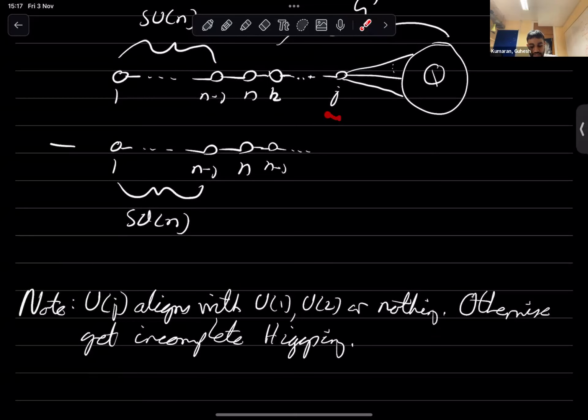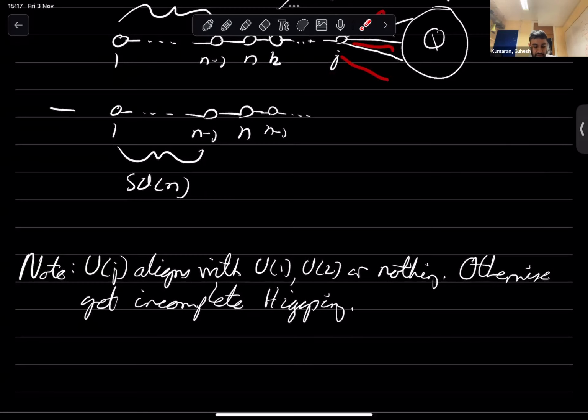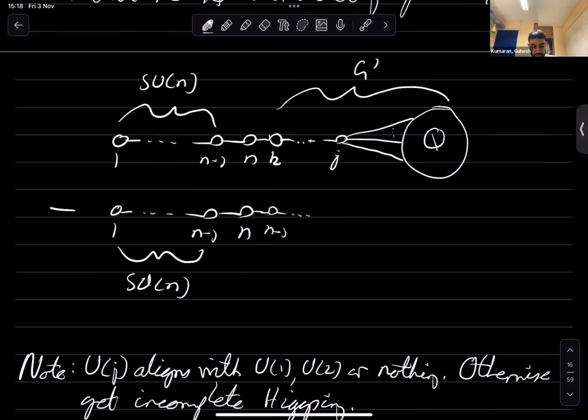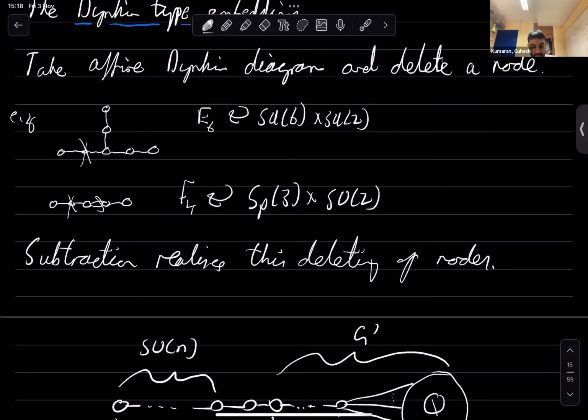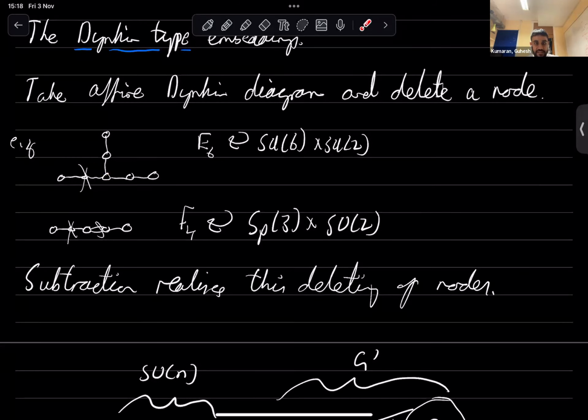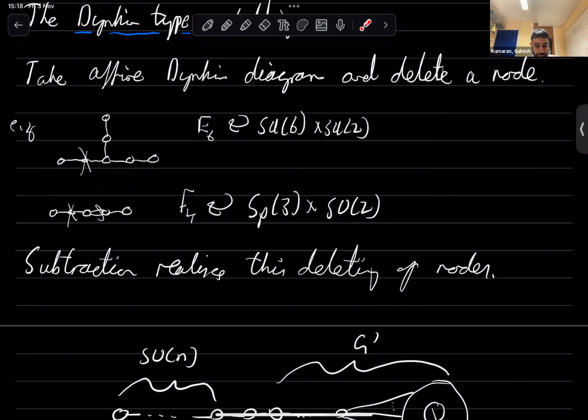Now, I alluded to this J, which lives at the junction, because there are multiple links to the rest of the quiver. The condition that we have is that Uj aligns with either a U1, a U2, or nothing. Otherwise, you get incomplete Higgsing. So, for example, going back up to this E6, I could also have just deleted the central node, and this would have given me SU3 cubed. But unfortunately, this one gives incomplete Higgsing, and so we're not going to study it today.